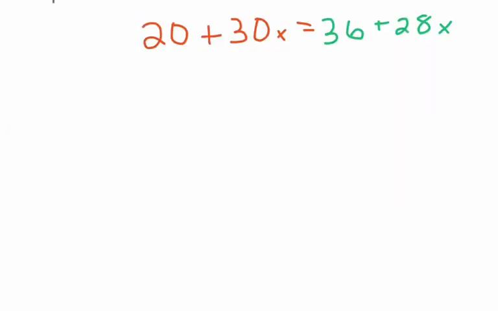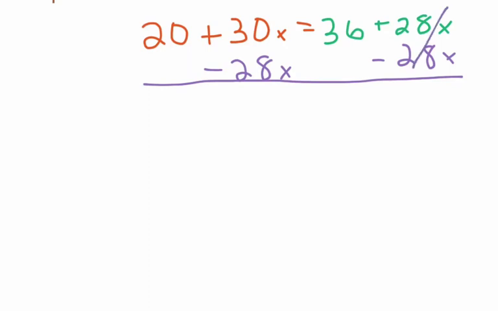So for solving this problem, I would encourage you, and this is just my opinion, I would start off by subtracting 28x from both sides. The reason that I choose to start off there is because 28 is less than 30. I would encourage you to always start off by moving the smaller coefficient to the other side. So to do that, we subtract 28x from both sides.